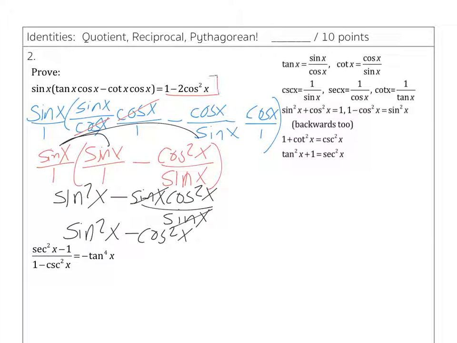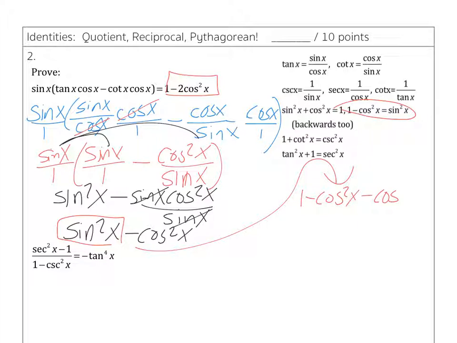Okay, but here's the thing. I want everything in terms of cosine squared x. So what I might do is realize that sine squared of x is the same as 1 minus cosine squared x, and rewrite this as 1 minus cosine squared x minus cosine squared x, which comes out to 1 minus 2 cosine squared x. And that happens to work.